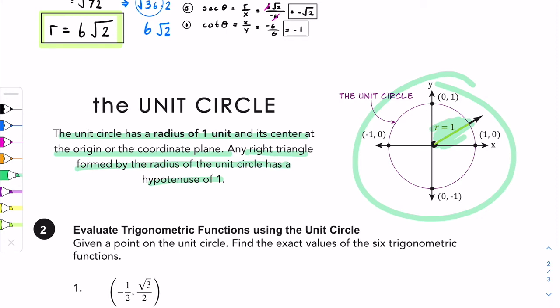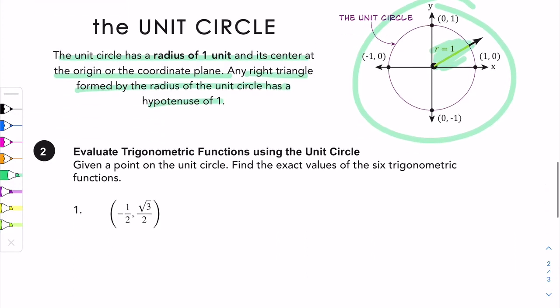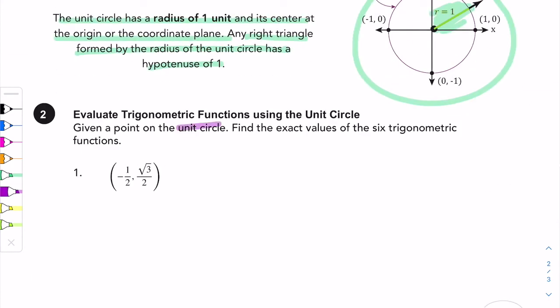So this is the same type of problem as example set 1, but when the point is on the unit circle, the radius is automatically 1 and you do not have to solve for r, as a quick recap there. So the example set says, given a point on the unit circle, right there, unit circle. As soon as you see the word unit circle, r equals 1. If you don't see that word, you can't assume that, but as soon as you see unit circle, r equals 1. Find the exact value of the 6 trig functions.